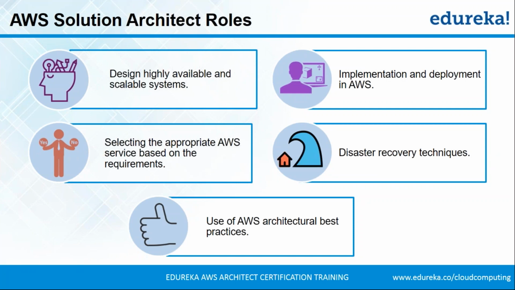You should architect in such a way, or your environment should be architected in such a way, that your application gets all the resources to be available at all the time, right? Next up, your job will be to implement and deploy in AWS. So you will be deploying services, you'll be implementing architectures, right? So you are responsible for that as well.